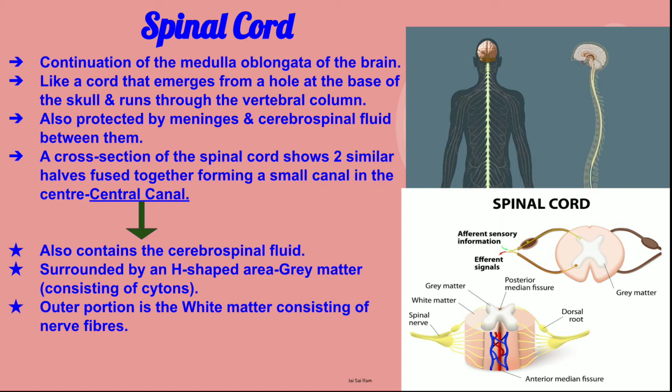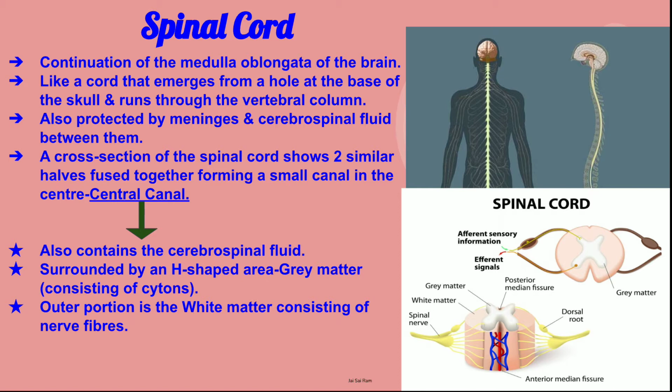If we cut a cross section of the spinal cord, it shows two similar halves fused together, forming a small canal in the center, which is known as the central canal. From the picture you can see that it has two halves which are joined together, forming a central canal, and it also contains the cerebrospinal fluid. Now it is surrounded by an H-shaped area.